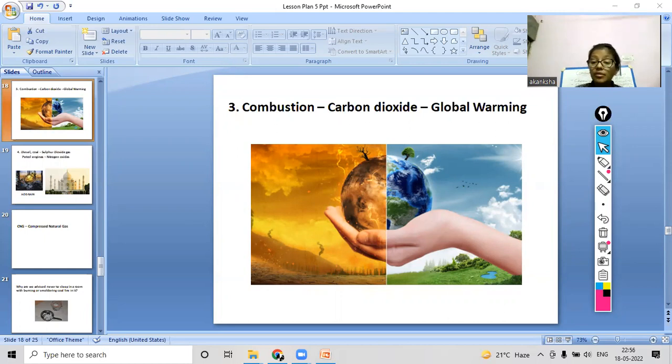That is carbon dioxide. Carbon dioxide is a good gas, but if it is produced in excess, it will cause global warming. And global warming, how is it affecting the environment? It is increasing the heat in the environment, causing the glaciers to melt and the earth's temperature to rise. So this is one of the ill effects of using excessive fuel, right?